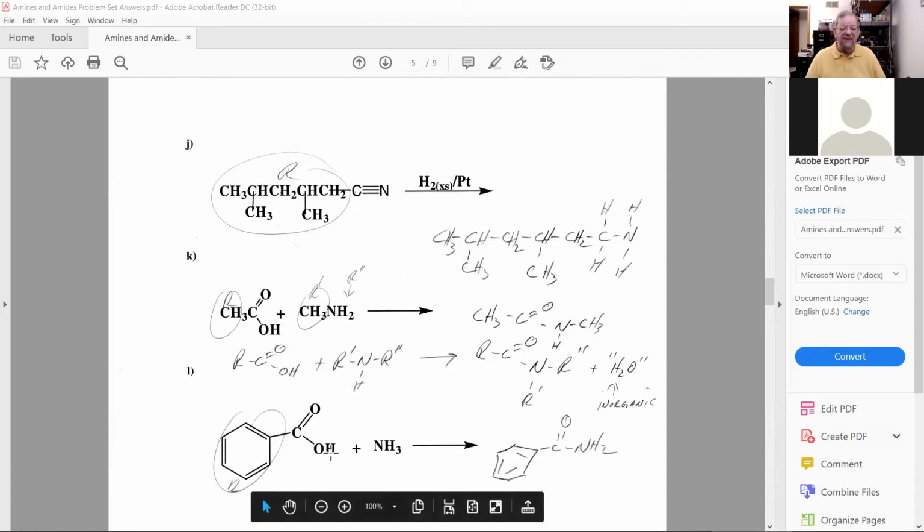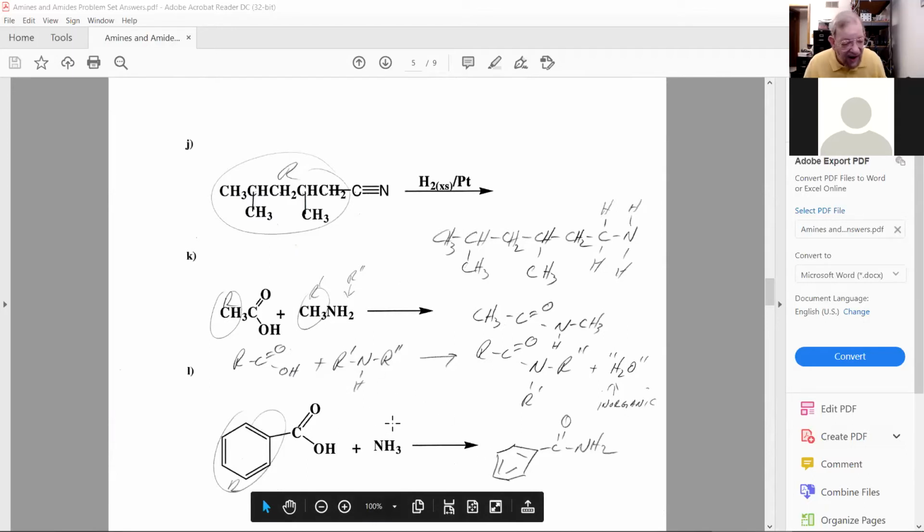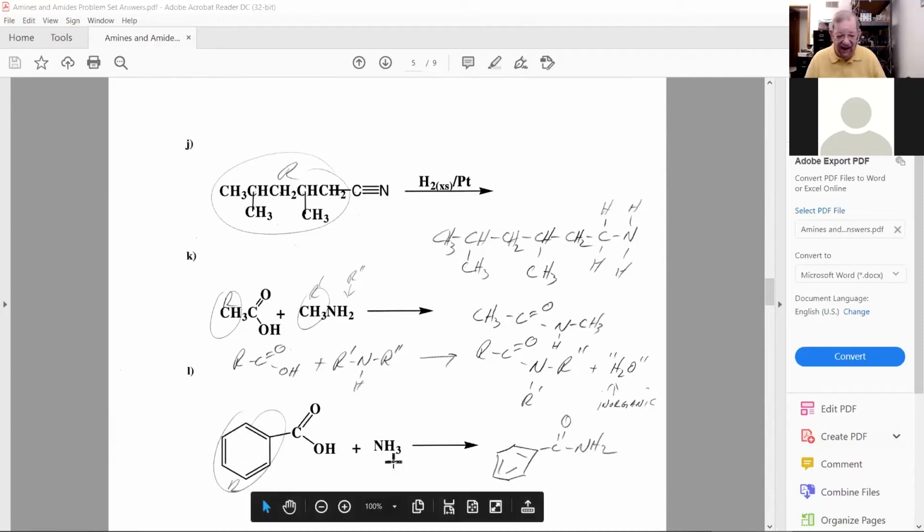Now here, ammonia won't react with a benzene ring, but it will react with a carboxylic acid, and R is benzene. In this case, for L, R prime and R double prime are hydrogens, and you get this amide.